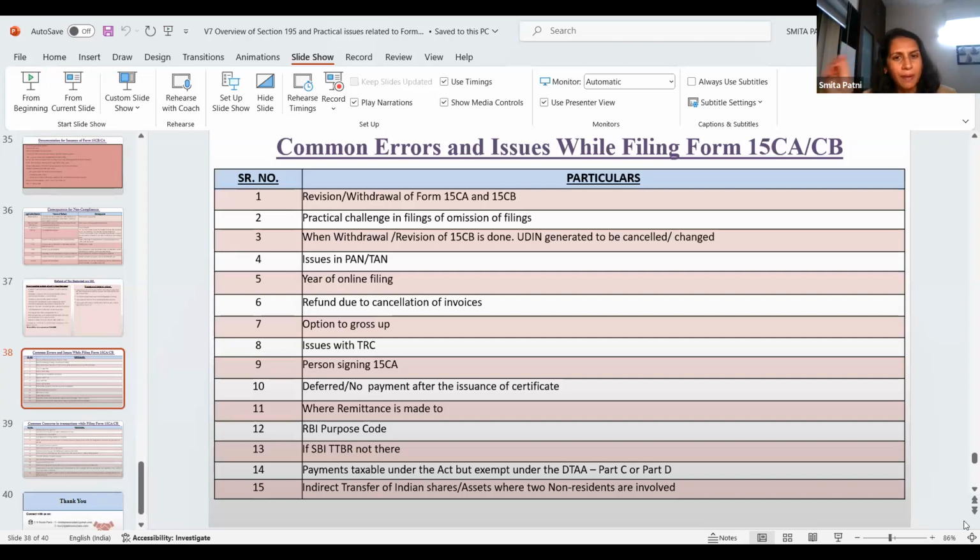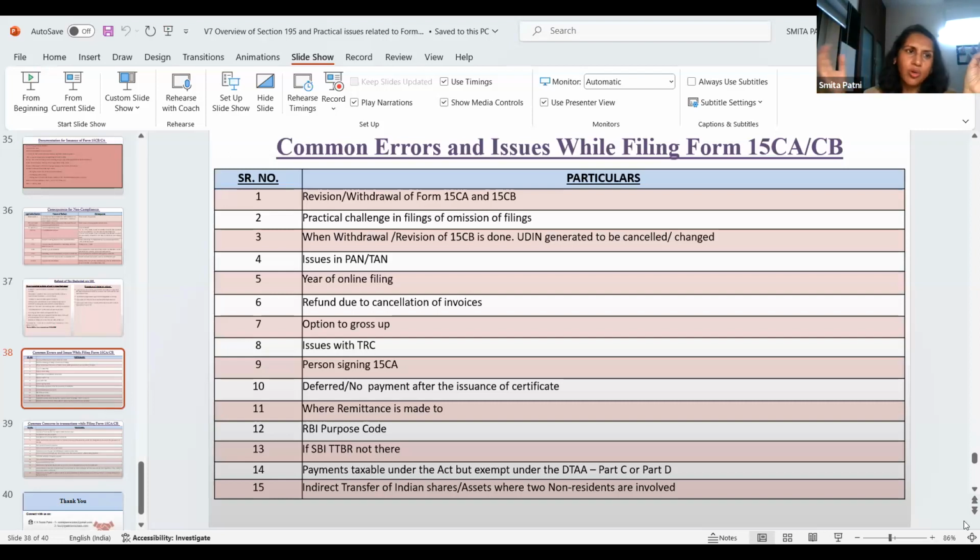Deferred payment or no payment after the issuance of certificate. For example, you issued the 15CB and no payment was done. You do not know. So I request that the payer should maintain a complete log of all those 15CBs. The CA should maintain the log of all 15CBs issued by him. The payer should maintain all utilized and unutilized 15CB or CA, so that he comes to know that the 15CB and CA are there.